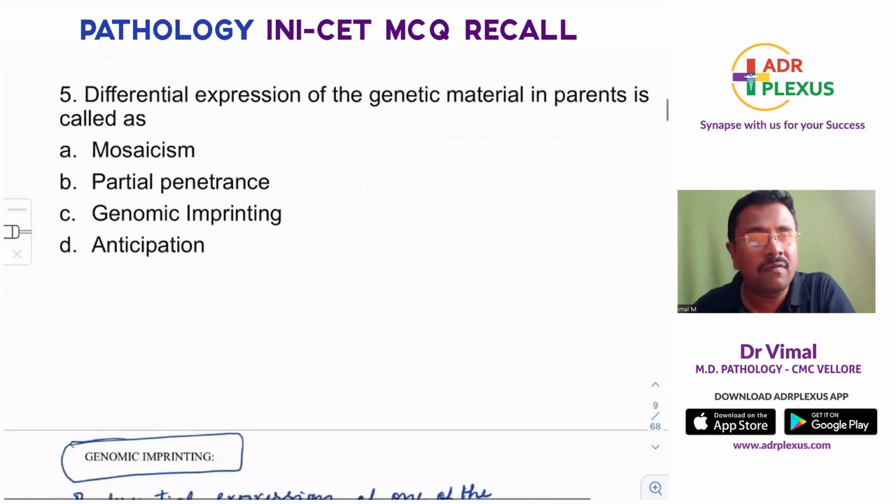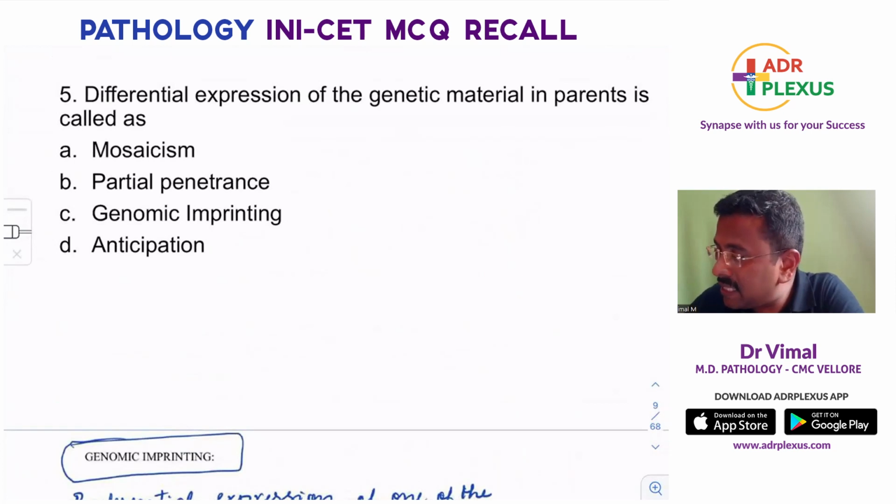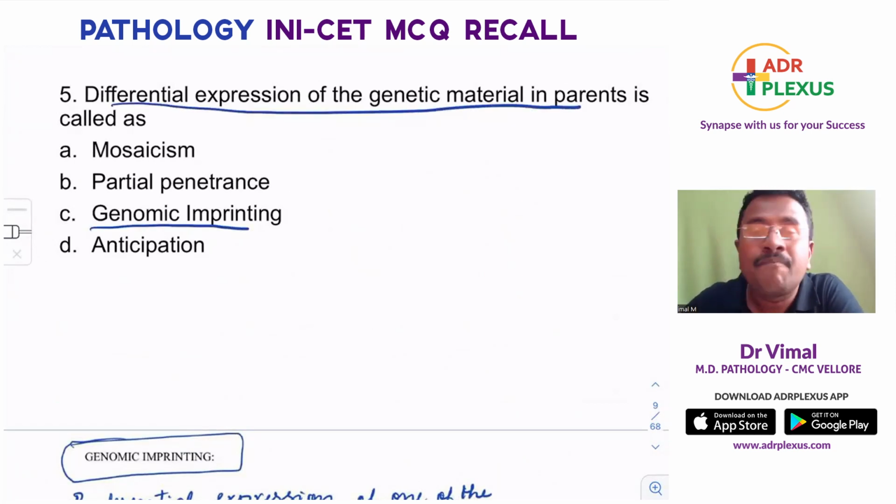Okay, and we know about the genomic imprinting disorders. When there is a maternal deletion, you have Angelman syndrome, and when there is a paternal deletion, you will have Prader-Willi syndrome. So genomic imprinting is the correct answer, in which there is a differential expression of the genetic material in the parents, and you have two disorders, that is Prader-Willi and Angelman syndrome.